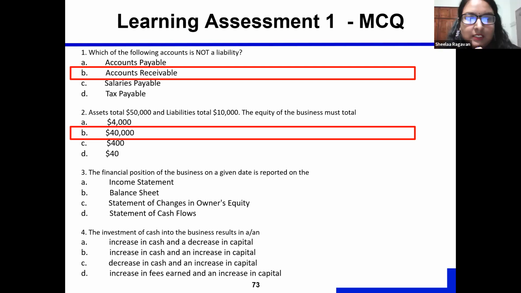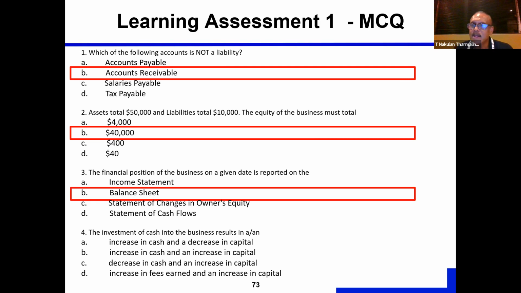Income. Balance sheet. Profit, income statement is for a period. Balance sheet is at a point of time, at a given date. Financial position at a given date.